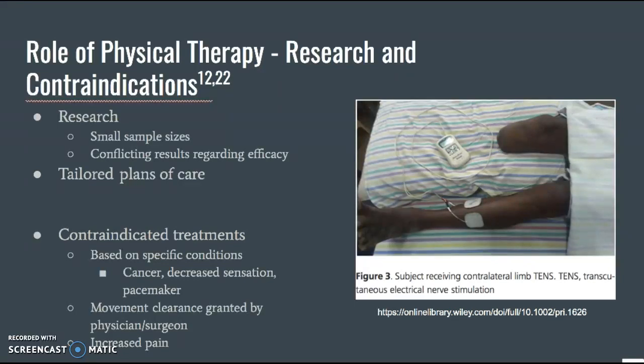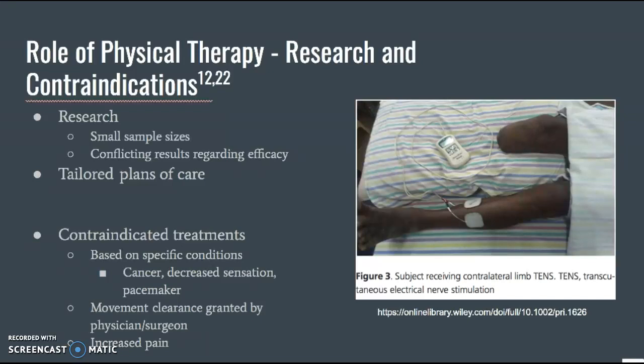Lastly, contraindicated treatments for patients with phantom limb pain will vary based on the specific conditions a patient may present with. These may include health conditions such as cancer, decreased sensation, or a pacemaker. For example, in the image on the right, a patient is receiving TENS to reduce phantom limb pain. Therefore, the patient has been cleared for contraindications to electrotherapy.